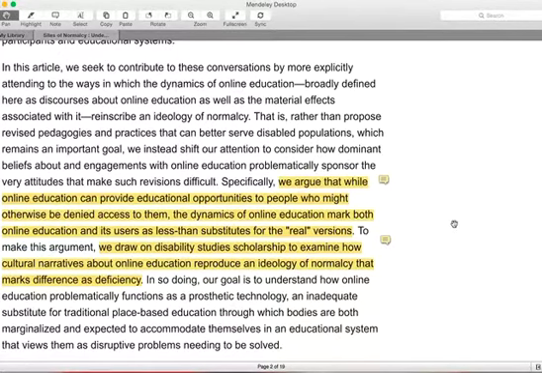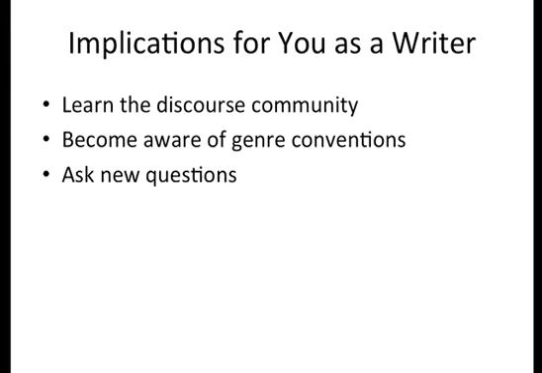The final implication for writers I'll address is reading to ask new questions. We don't want to read in order to find sources that support our own ideas. Rather, we read in order to find a gap, to ask a new question. This new question then becomes your research project. So after reading this article, I might ask questions that complicate or push back on the author's arguments or methods of support. Or I might consider how I could apply their argument to other situations.